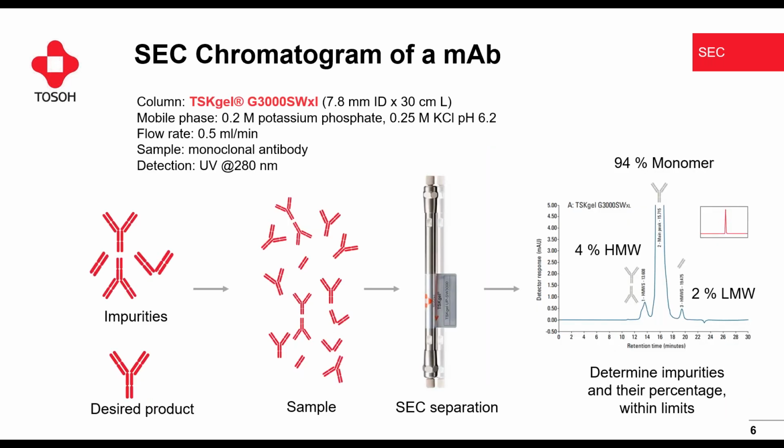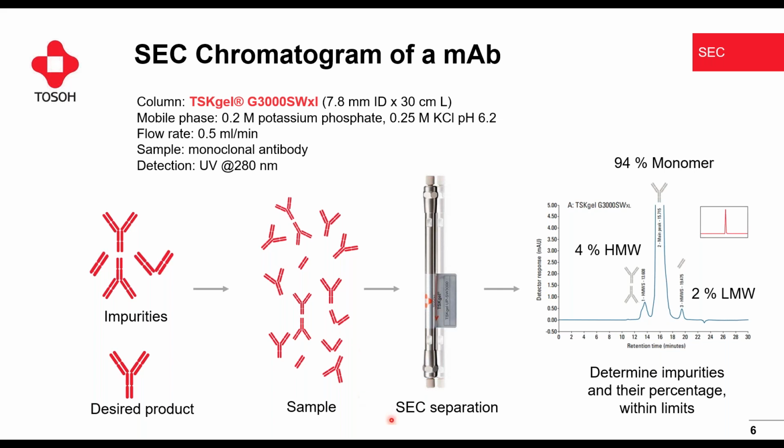An example: in which case would it make sense to analyze my sample with SEC? In this case, if you have a monoclonal antibody, this is your desired product, your antibody. But of course, it might be that you have some impurities like aggregates or fragments that you don't want to have, especially as fragments are non-functional, immunogenic, and also have another half-life within the body than your antibody. And aggregates are similar. They're less efficient and they're also immunogenic, so they shouldn't be in your sample in the end.